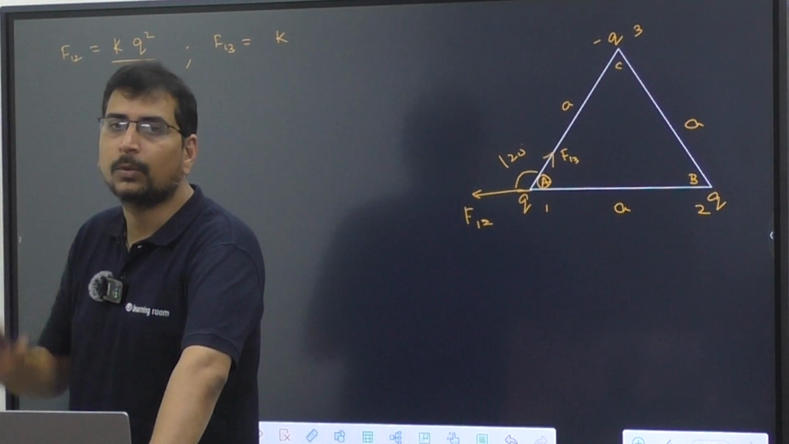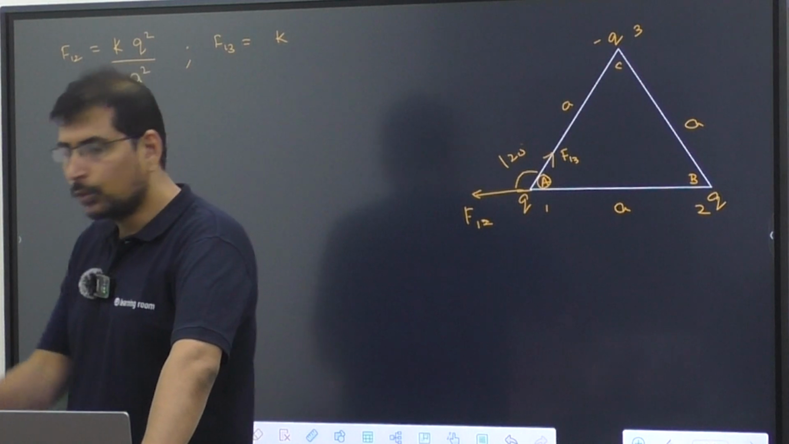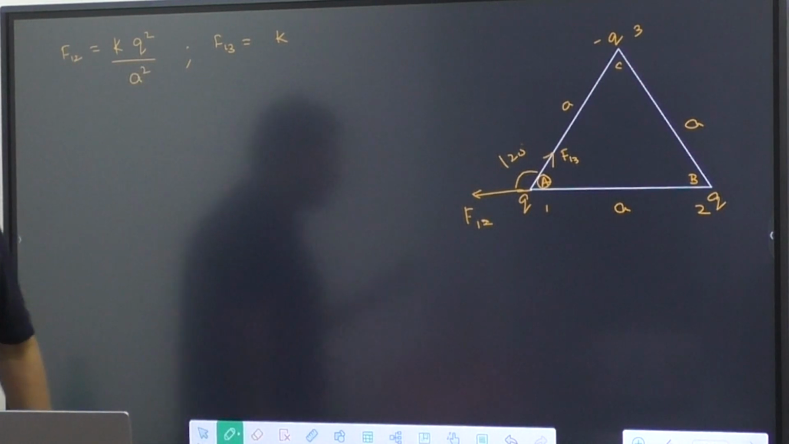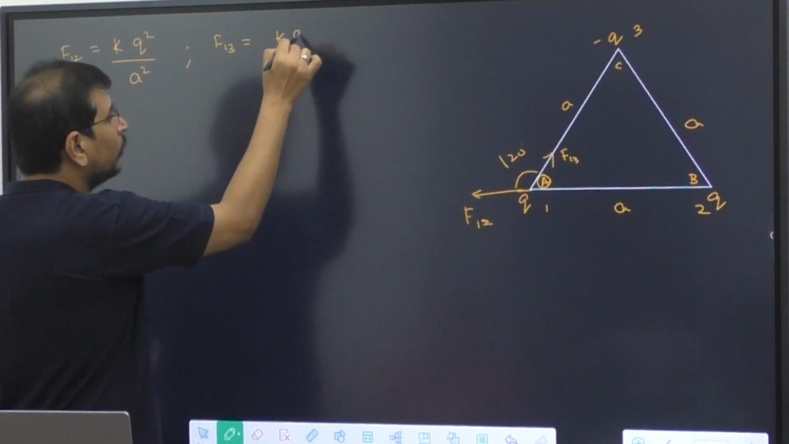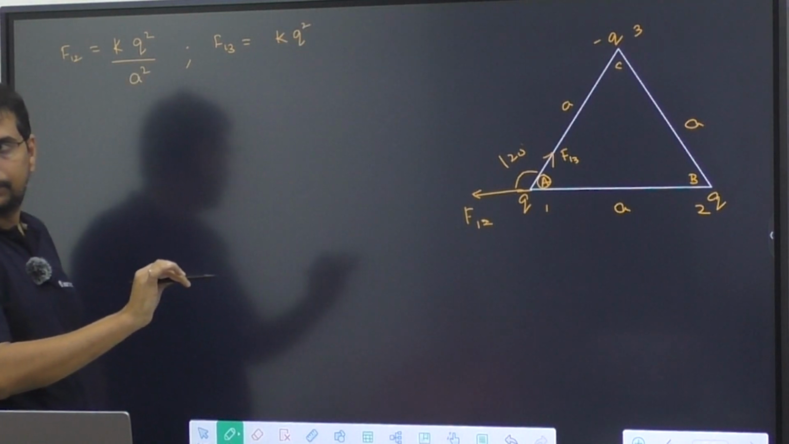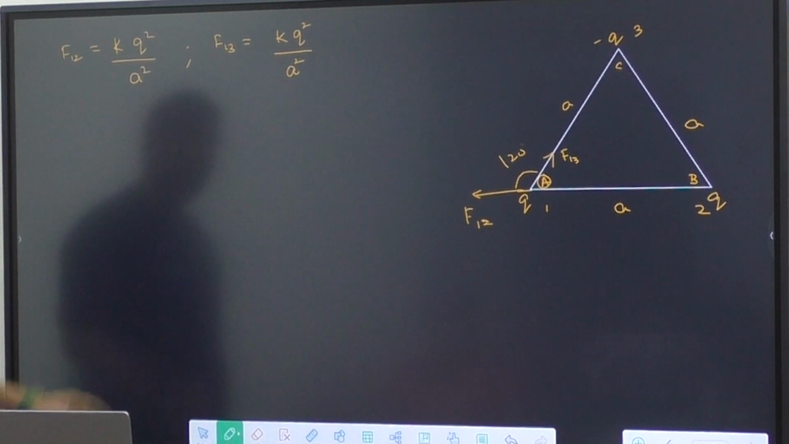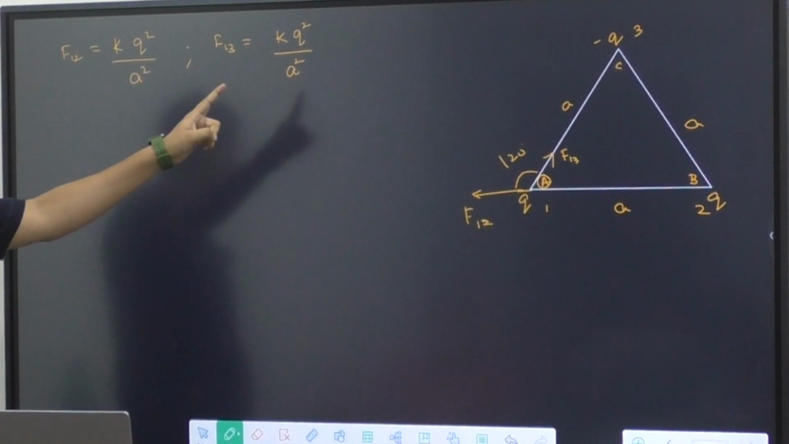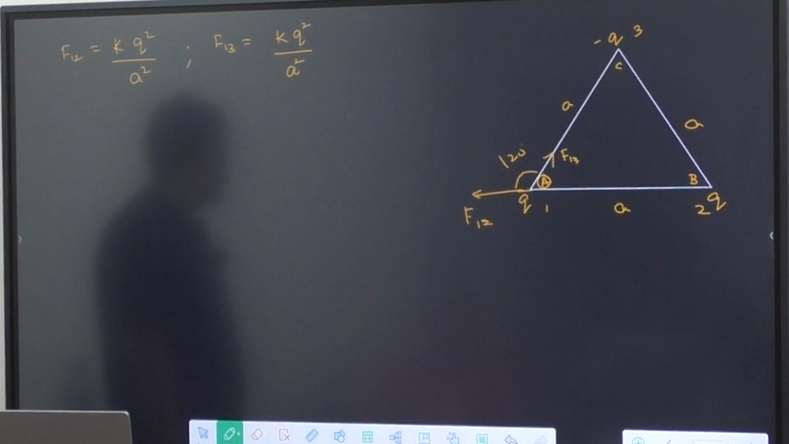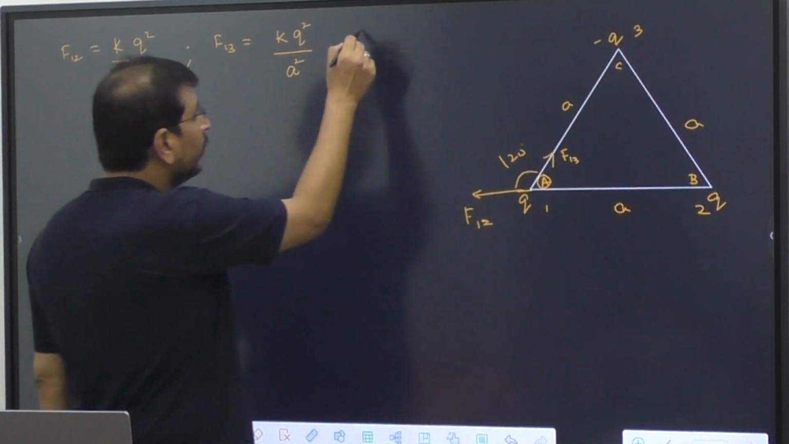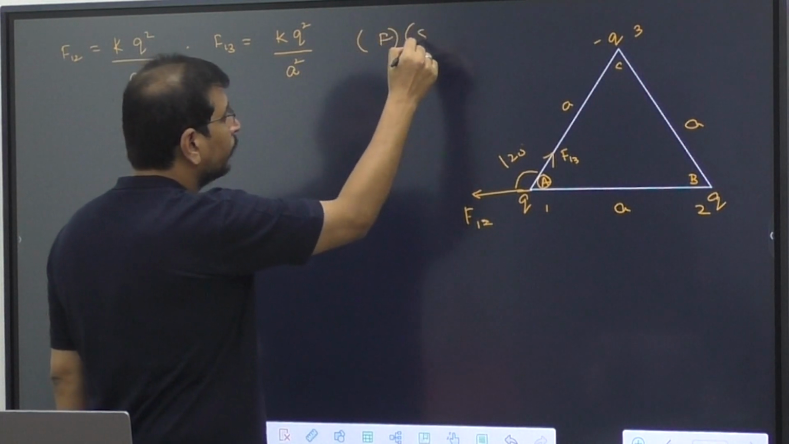There is one important point I want you all to know. So you don't take the sign of the charge into consideration. So what will you write? You will write it as K into Q square only divided by A square. So if I observe, both of them have the same magnitude. Am I clear? So did you understand what is the common mistake that you people do?